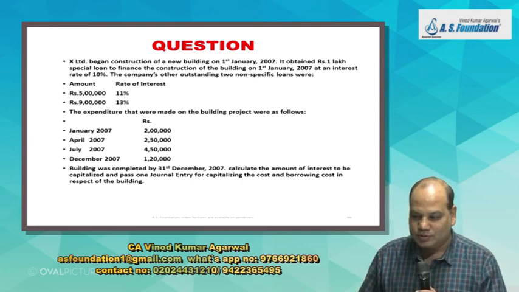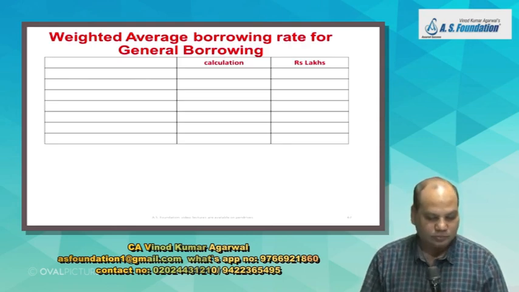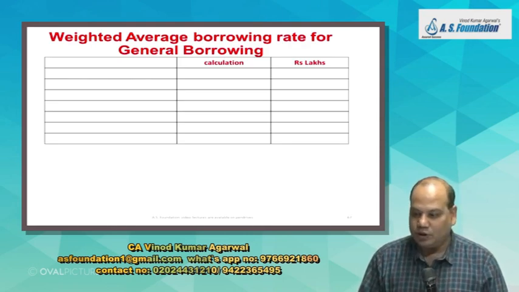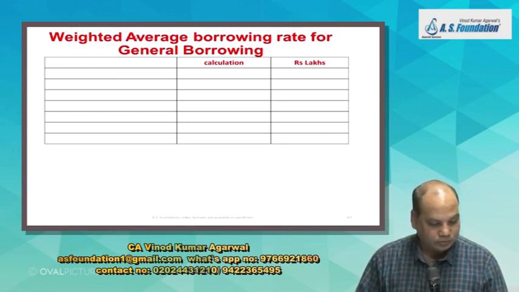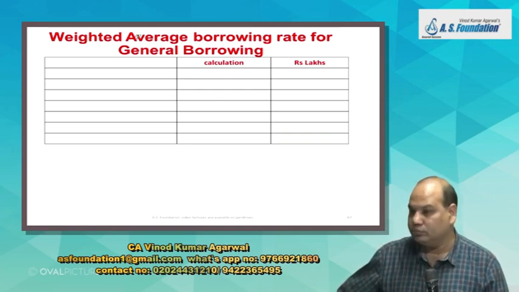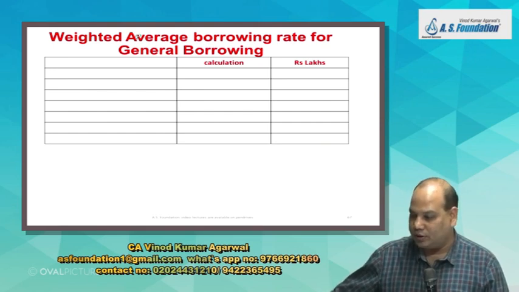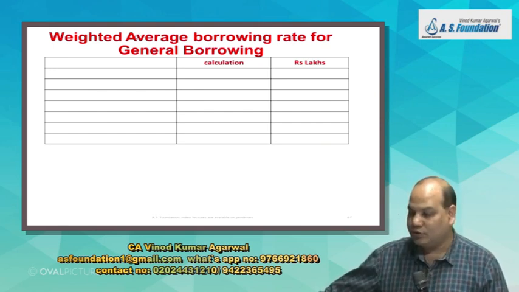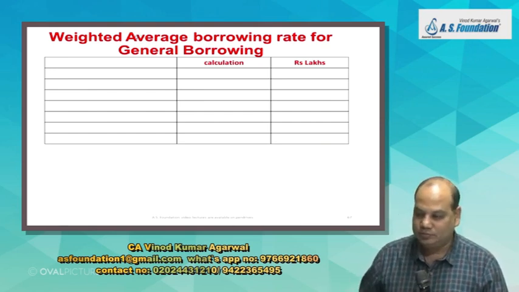Write down in the notebook. Step 1, weighted average borrowing rate for general borrowing. On the right hand side, two columns: calculation column and rupees in lakhs column.